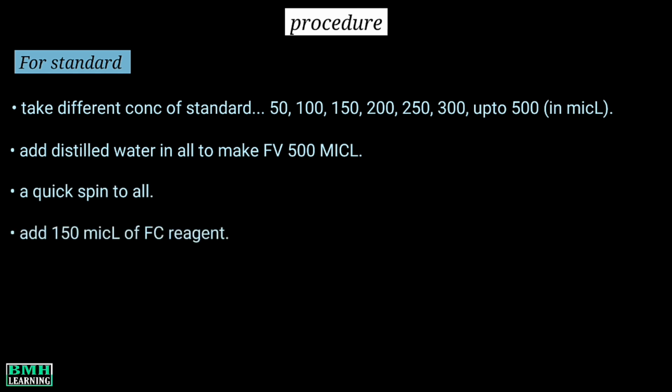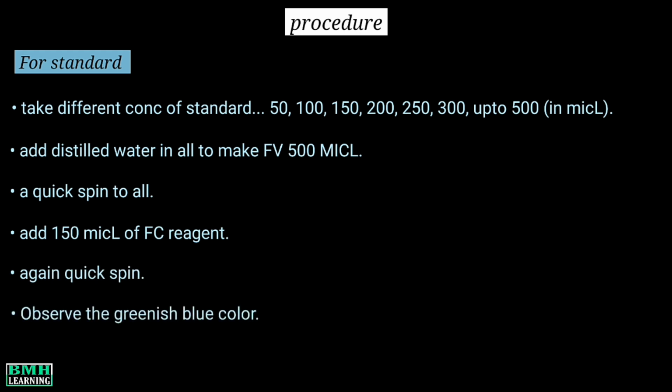In all tubes, add 150 microliter of FC reagent. Quick spin all the tubes. Observe the greenish blue color. There should be a gradual increase in the color intensity because of the increase in phenolic content in the standard.